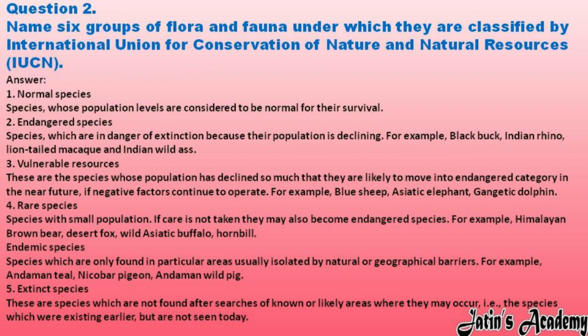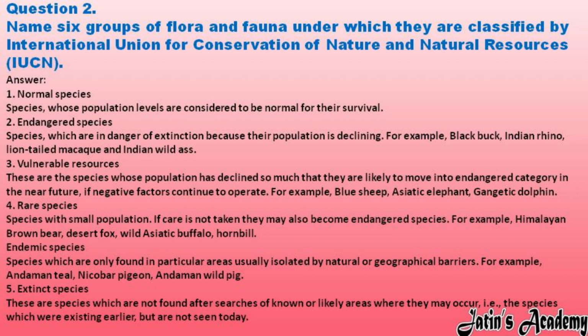Question 2. Name 6 groups of flora and fauna under which they are classified by the International Union for Conservation of Nature and Natural Resources, IUCN. Answer. 1. Normal species. Species whose population levels are considered to be normal for their survival. 2. Endangered species. Species which are in danger of extinction because their population is declining. For example, black buck.